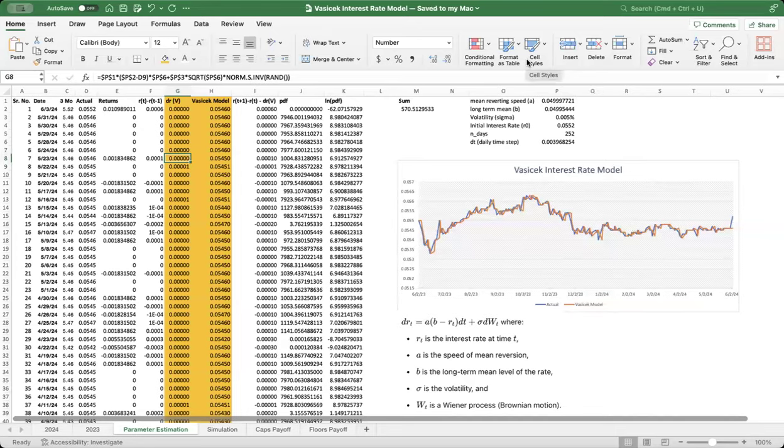Hi everyone, welcome to this session in which I'll be walking you through the Excel implementation of the Vasicek interest rate model. In this video, we'll try to calculate the parameters of the Vasicek interest rate model. If you have not seen my first video, which focuses on the theoretical understanding of Vasicek, I really encourage you to watch that. In this video, I'll be walking you through the Excel implementation.